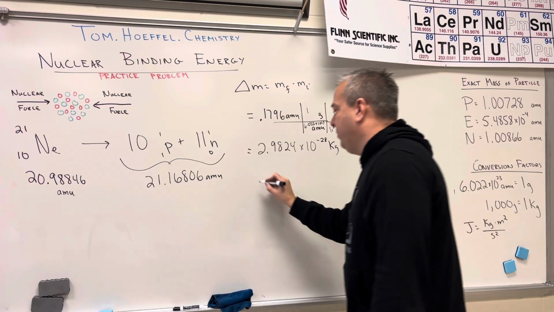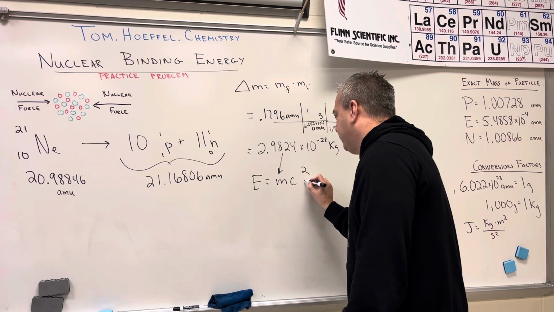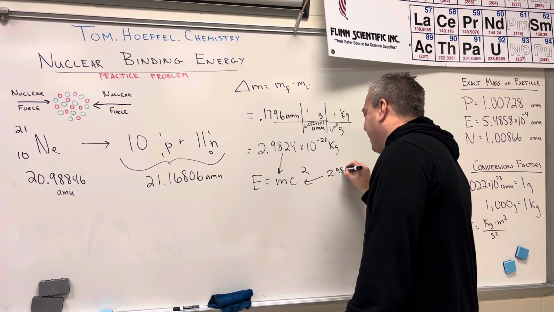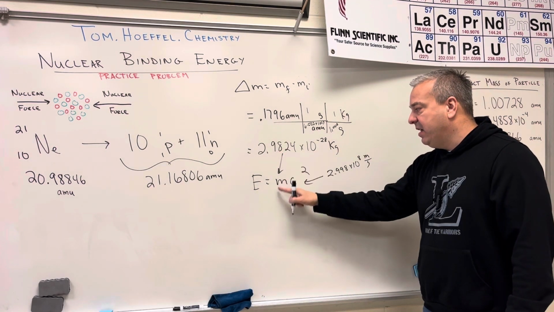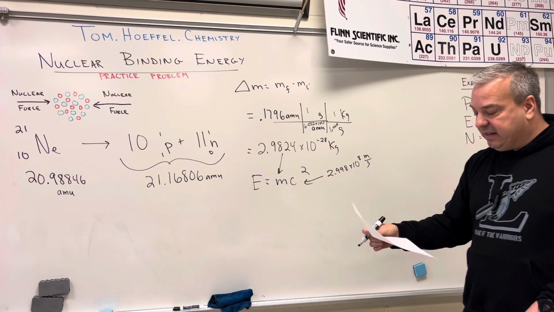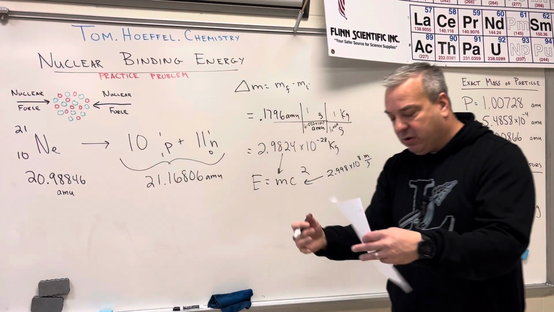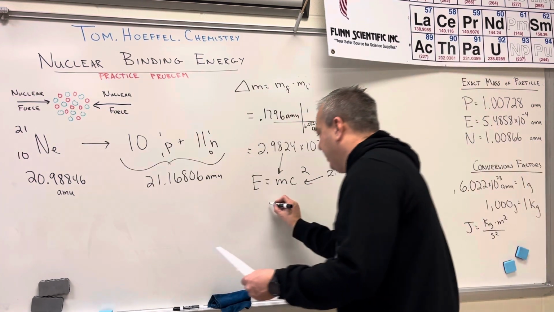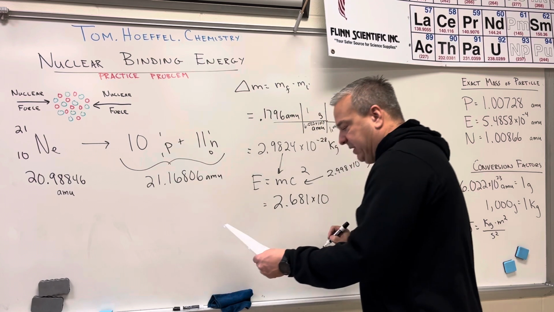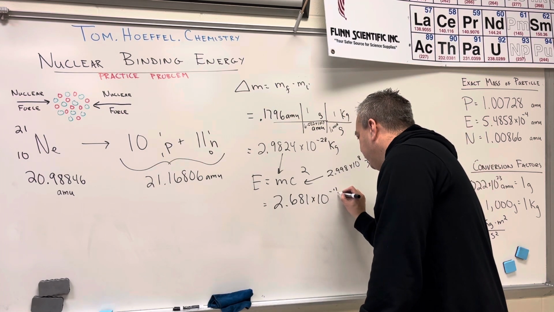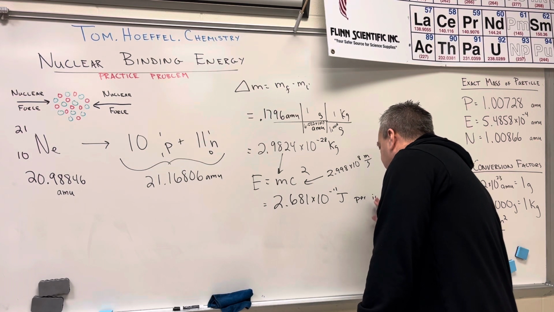We're going to take this and plug it into E equals mc squared. This is going to be the mass. The speed of light is equal to 2.998 times 10 to the 8th meters per second. So this number times this number squared is going to give me the binding energy that's holding one neon isotope's nucleus together. And that energy comes out to be 2.681 times 10 to the negative 11 joules. And that's on an isotope basis. So that's per isotope.